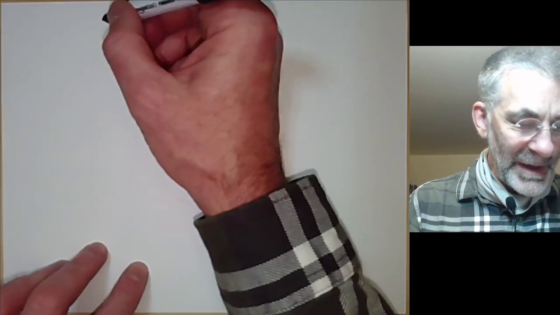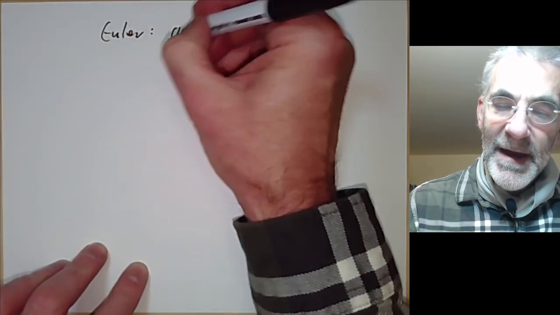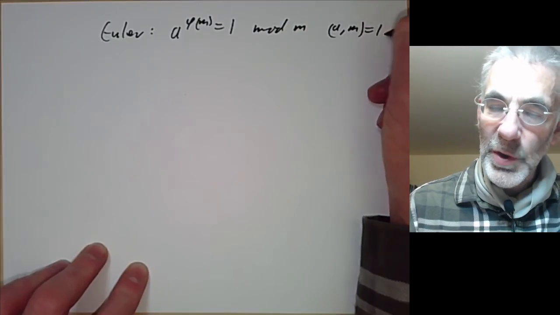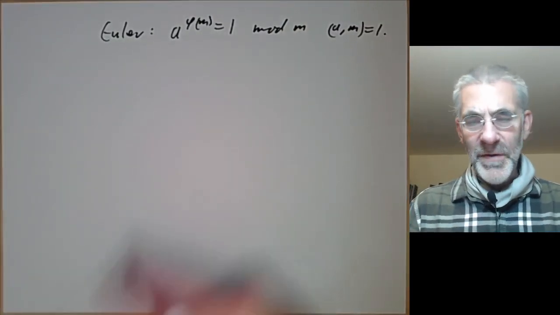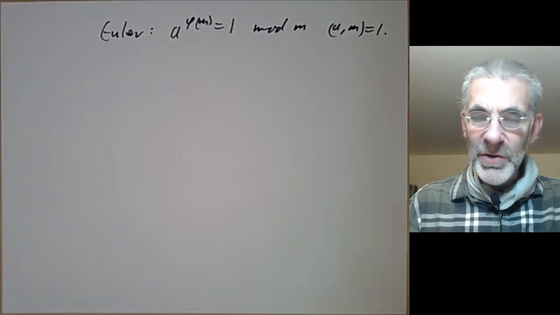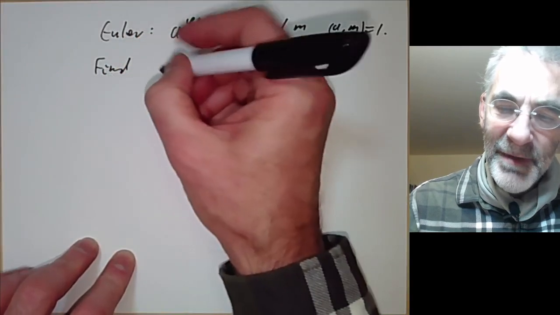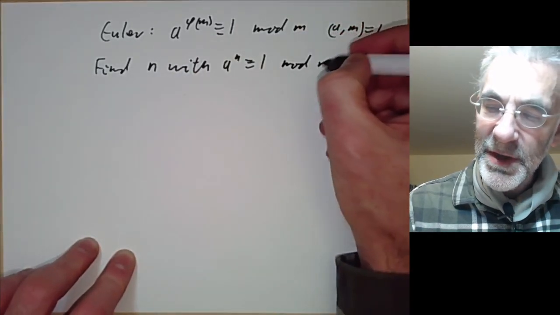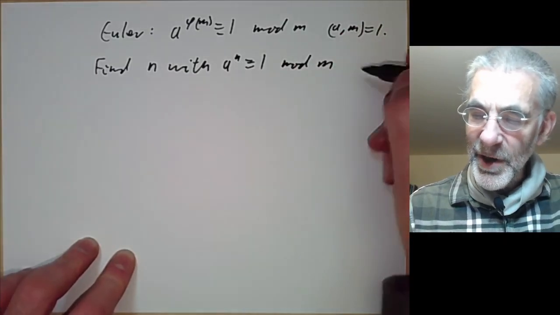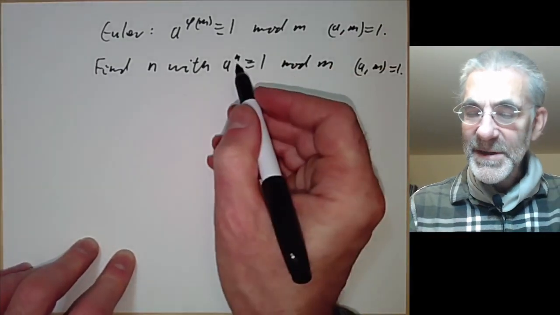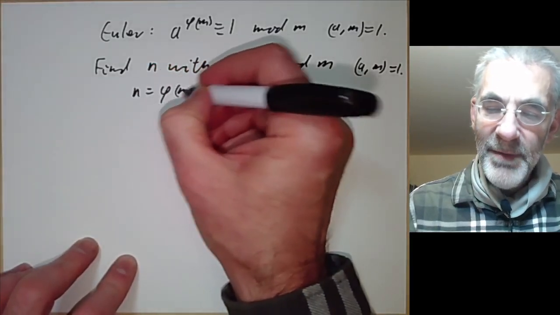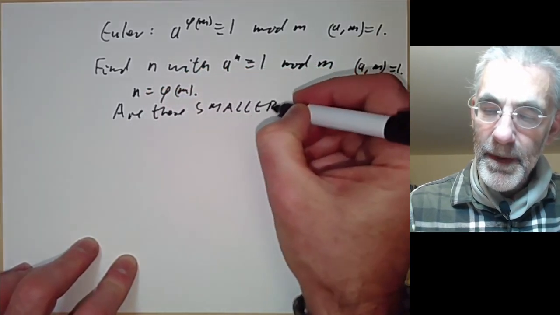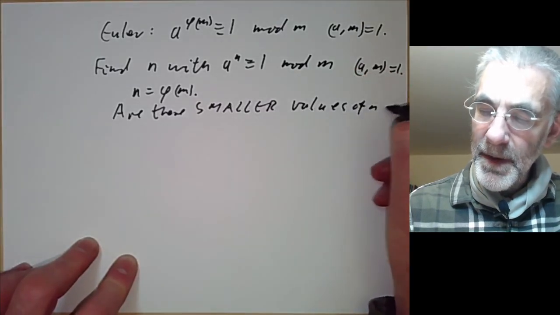Next, I mentioned that Euler's theorem says that a to the phi of m is equal to 1 modulo m whenever a, m equals 1. And I mentioned earlier that this was not actually a very good theorem. And what I'm going to do now is to try and improve it. So let's find some number n with a to the n is congruent to 1 modulo m for all a co-prime to m. And we can certainly take n equal phi of m, but can we ask, are there smaller values of n? Greater than zero, of course.